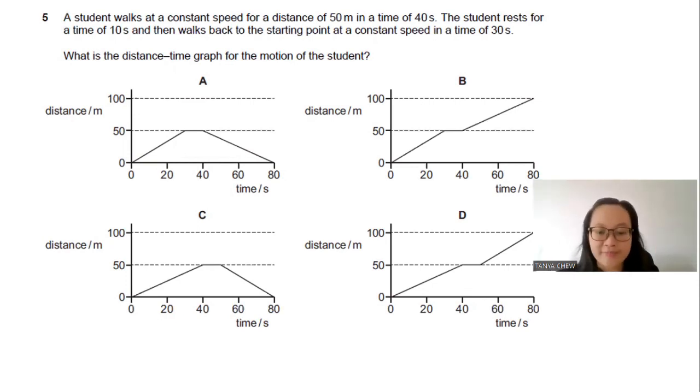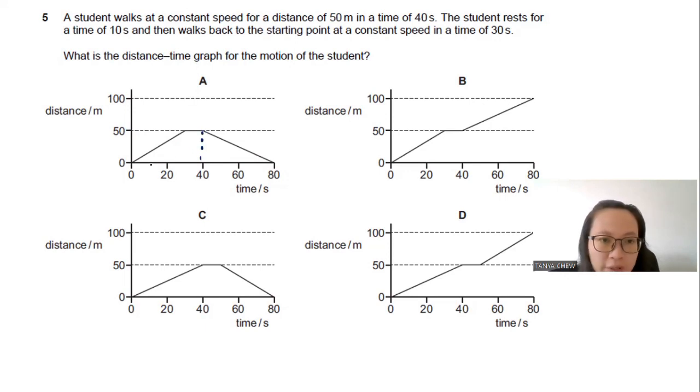Now, when they ask you to plot a distance time graph for the student, you have to bear in mind that distance is a scalar quantity. There's no direction needed for you to consider. So remember, distance is a scalar quantity. Direction is never counted. So A, okay, between 50 meter in a time of 40 seconds. So I'm just going to check A first. 50 meter in a time of 40 seconds.